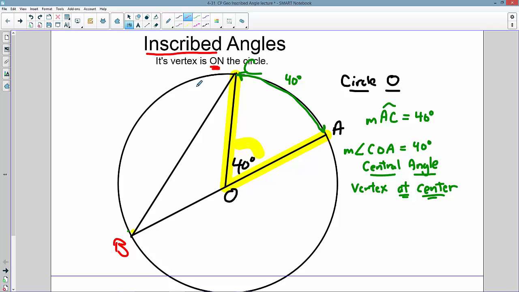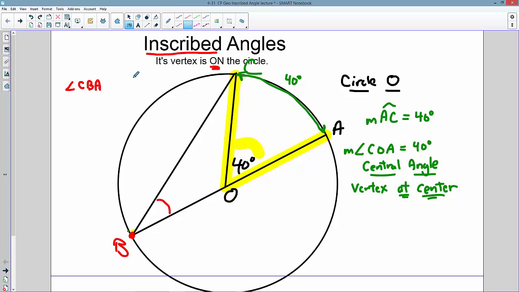So there actually are, well, there's two inscribed angles in this picture. Unfortunately, one of them we can't really find or deal with directly. We will find it in a few seconds, but the main one is this one. This is an inscribed angle. Why? Because the vertex is on the circle. So the name of this angle would be angle CBA.